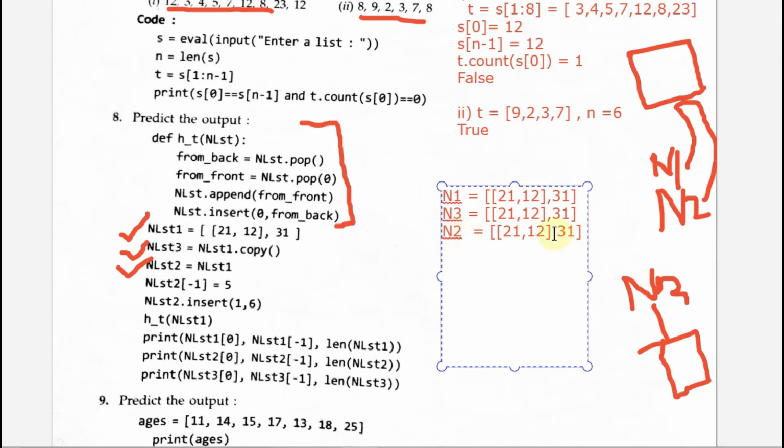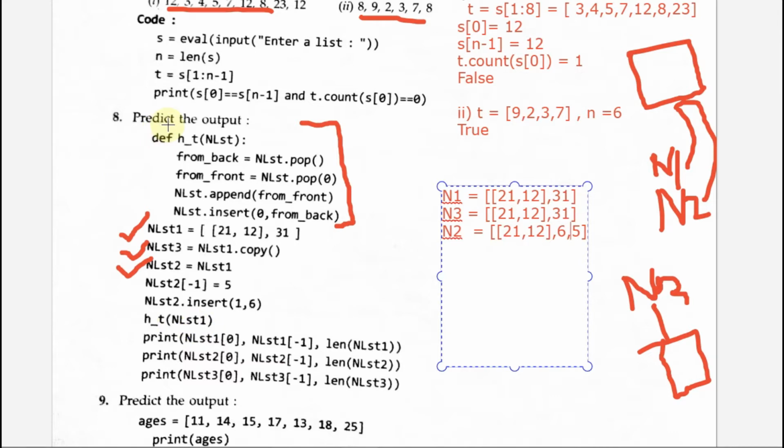So if it is so, what will happen to this value? I'll change it as and when the change is done. So it will be changed to 5. Now NLST2.insert(1, 6). This is the 0th position, and in the first position we are trying to insert 6. So 6 is going to come and sit here. Understood?